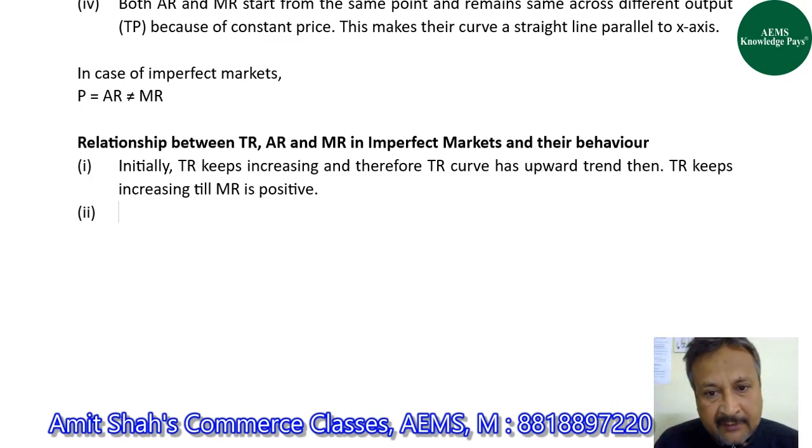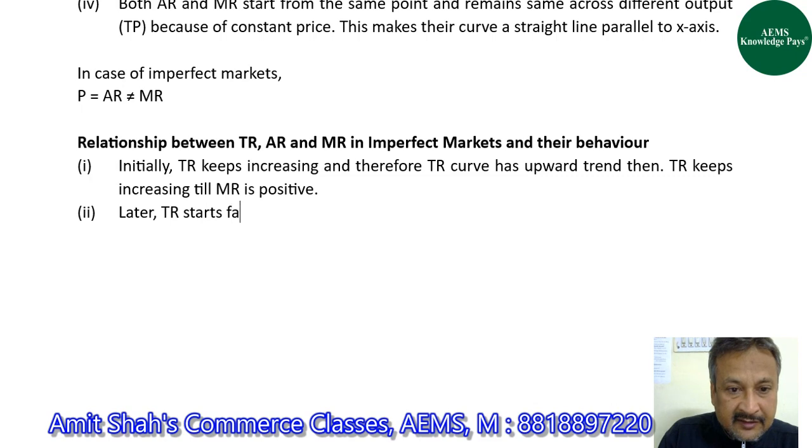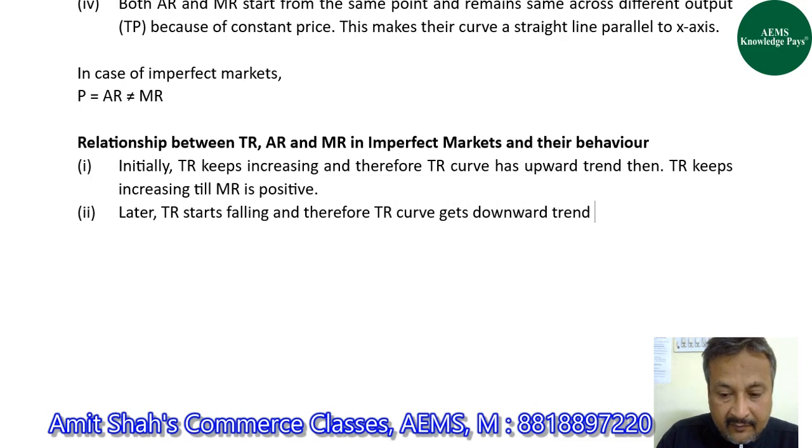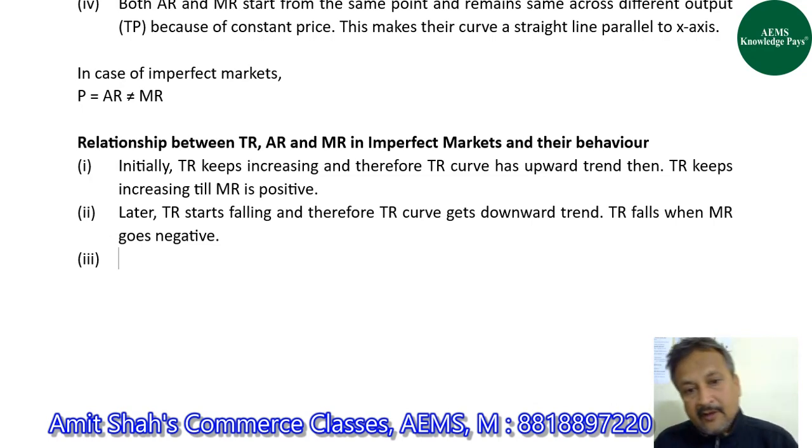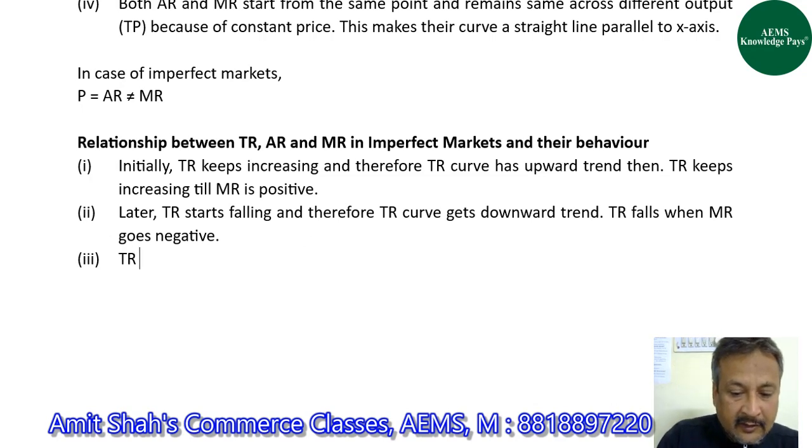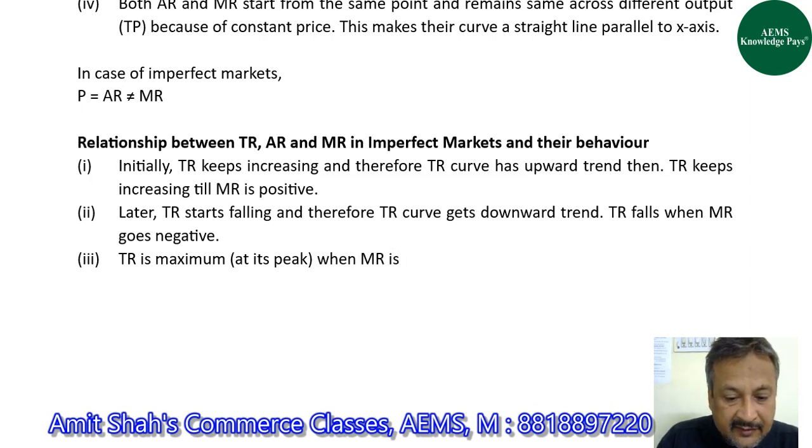As long as MR remains positive, TR keeps increasing. Later TR starts falling and therefore TR curve gets downward trend. TR falls when MR goes negative. You can see all these things, guys. You can verify them in our revenue schedule. TR is maximum, that is at its peak, when MR is 0.